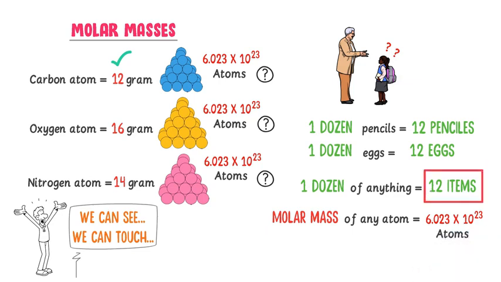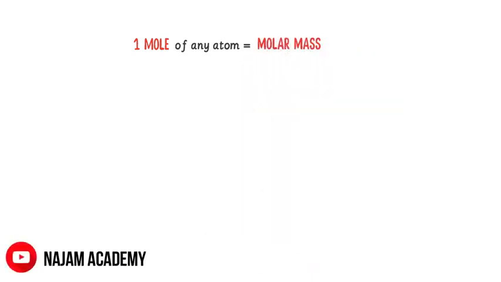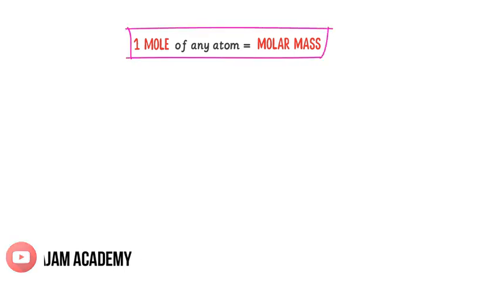Just like 12, 6.023 × 10^23 is a simple number, which is commonly known as Avogadro's number. Now listen carefully. 1 mole of any atom is equal to its molar mass. Let me repeat this important statement. 1 mole of any atom is equal to its molar mass.